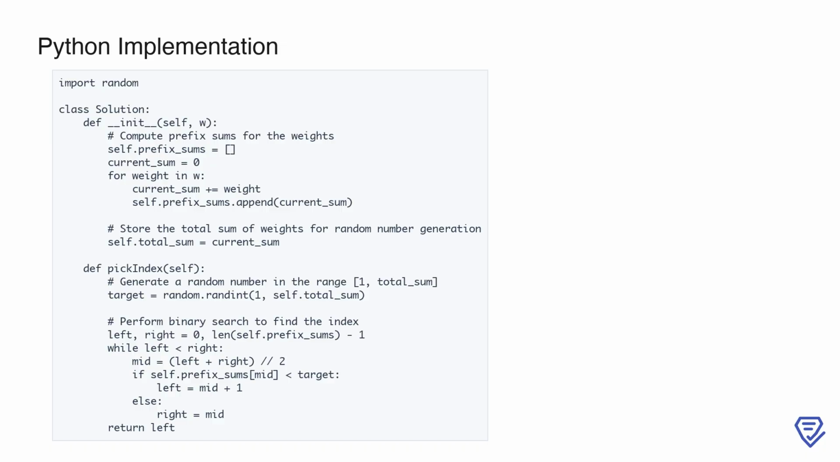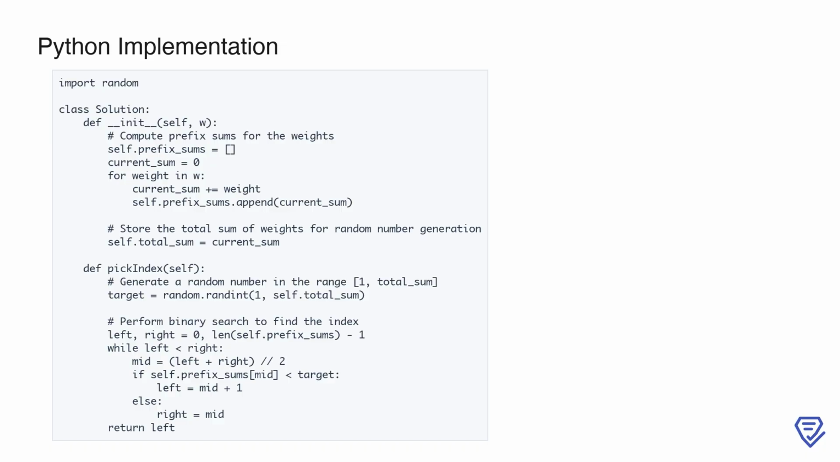Picking an index, pickIndex. 1. We use random.randint(1, self.total_sum) to generate a random target value in the range 1 to total_sum. This ensures that the range matches the cumulative weights. 2. To find the corresponding index for the random target, we perform a binary search over the prefix sums. The idea is to find the smallest index where the cumulative sum is greater than or equal to the target value. 3. The binary search ensures that the solution is efficient, with a time complexity of log n.